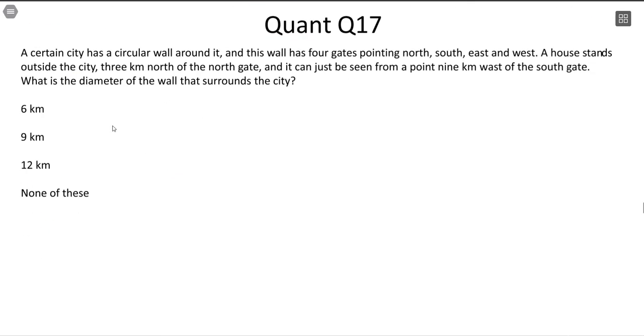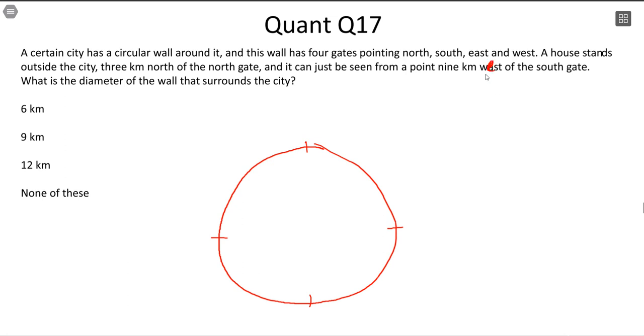Next question. A certain city has a circular wall around it. This wall has 4 gates pointing north, south, east and west. So I have a circle, there is a north gate, an east gate, a south gate, and a west gate. A house stands outside the city 3 kilometers north of the north gate.